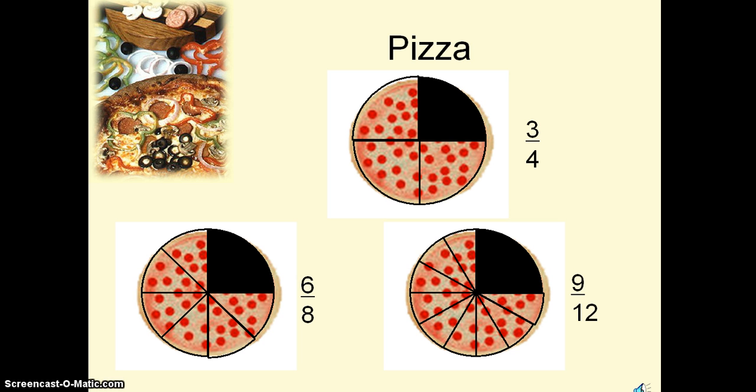Now if you look at this, these 3 pizzas all have the exact same amount of pizza, but they are represented by different fractions: 3/4, 6/8, and 9/12. These 3 fractions are called equivalent fractions. They equal the same amount. They just have different numerators and denominators, but they represent the same amount of pizza.